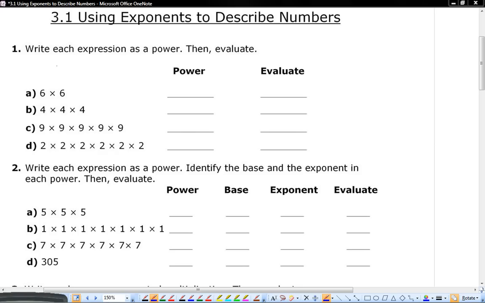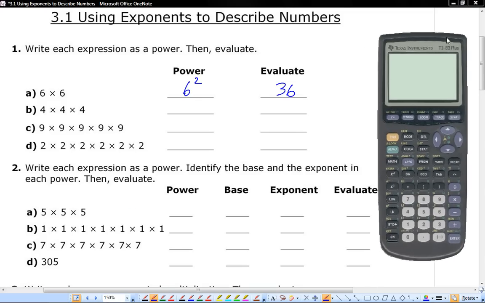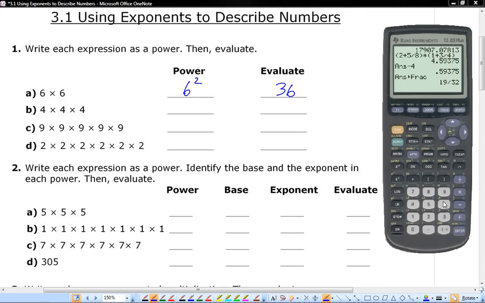The first one we've got here, we're asked to write each expression as a power and then evaluate. So 6 times 6 is 6 squared. The 2 here indicates that there are two factors of 6. And to evaluate, you do 6 times 6, 36. On your calculator, you can do this, 6. And you probably have an x squared button if you have a scientific calculator.